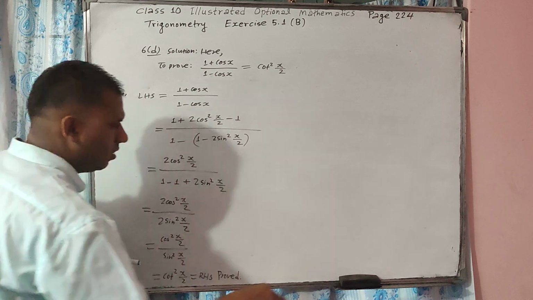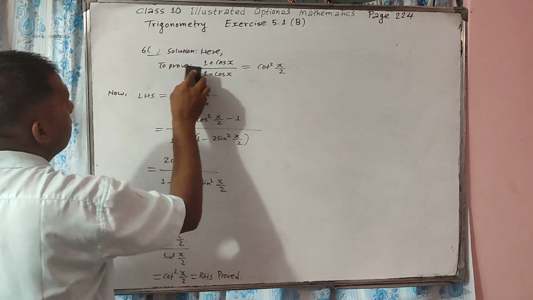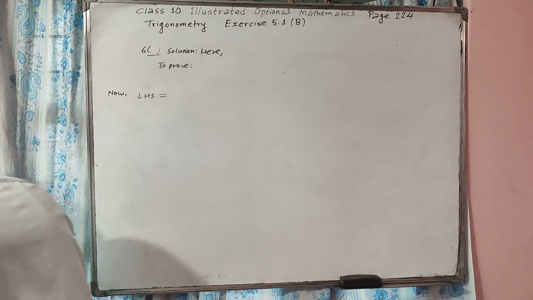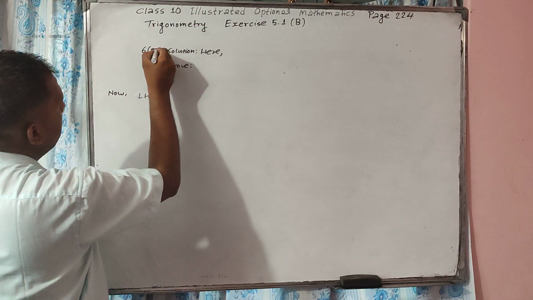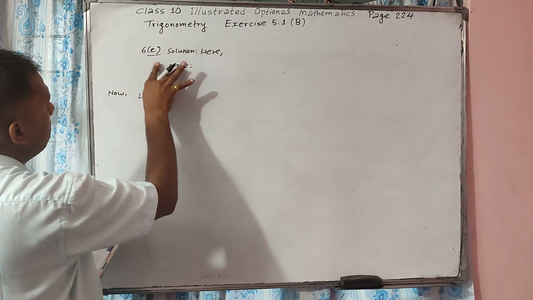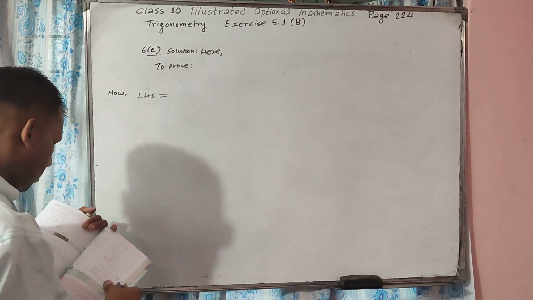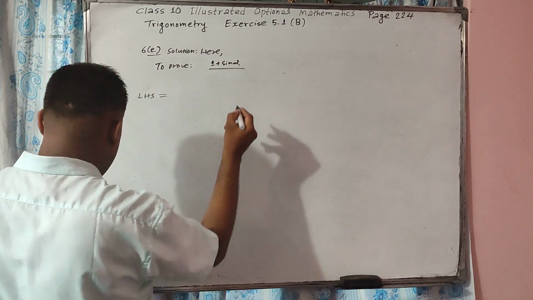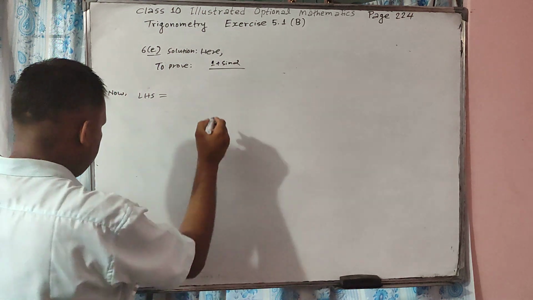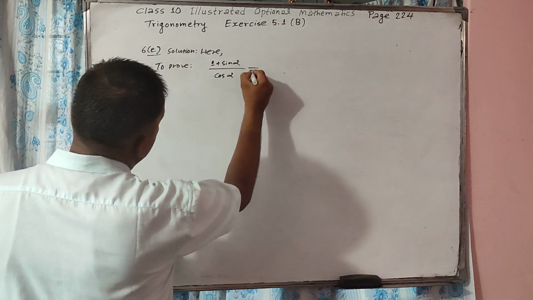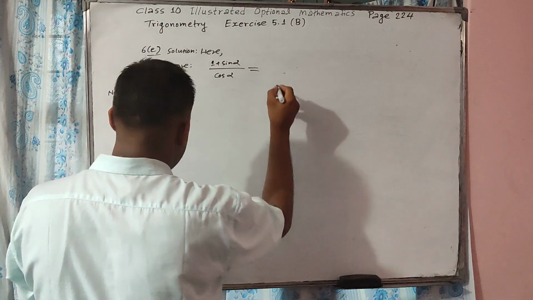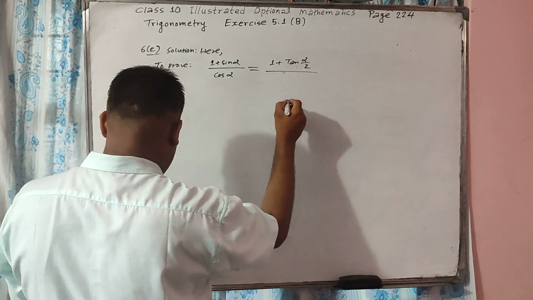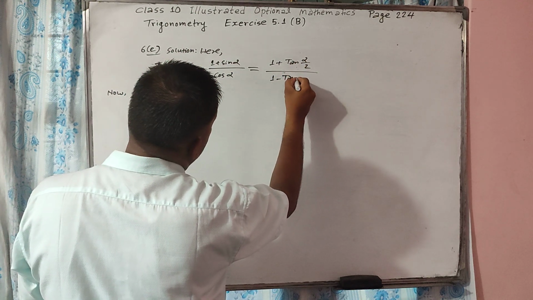Now next question, 6E. On 6E, we have to prove (1 plus sine alpha) whole upon cos alpha is equal to (1 plus tan alpha/2) whole upon (1 minus tan alpha/2).